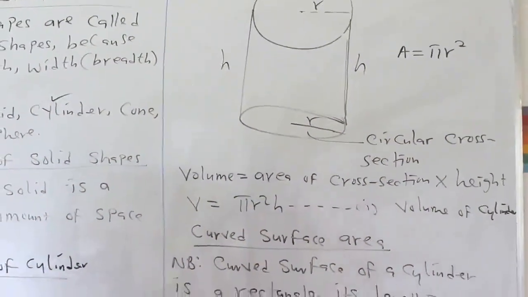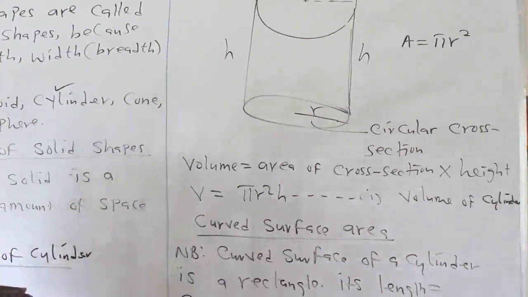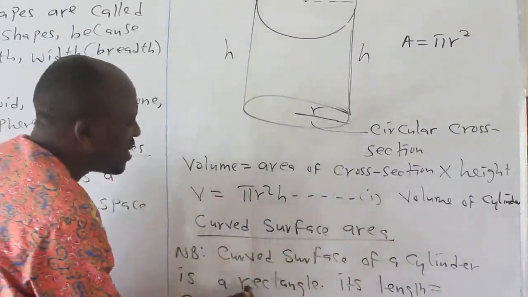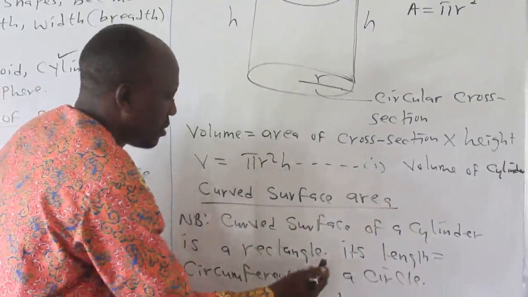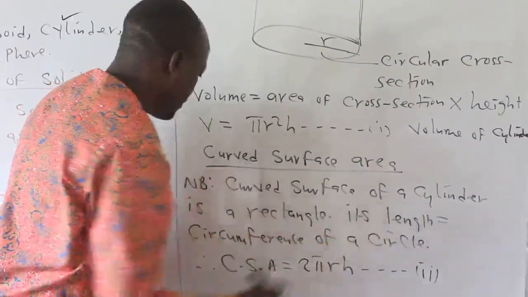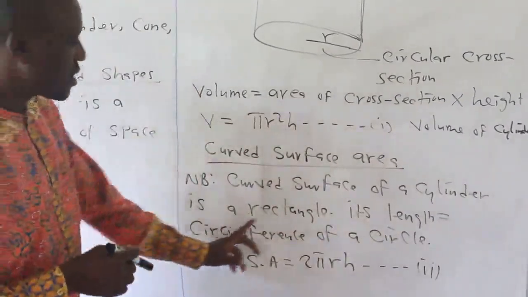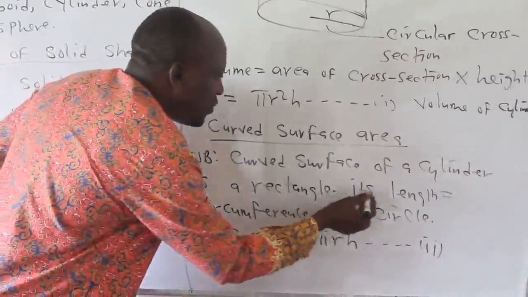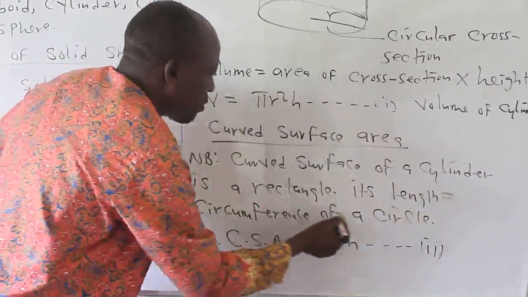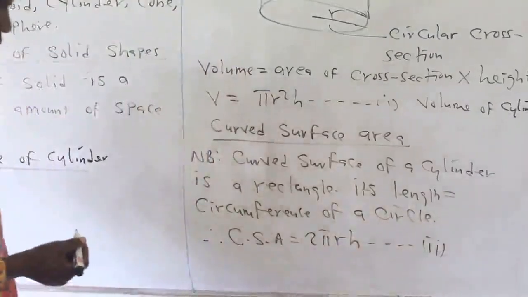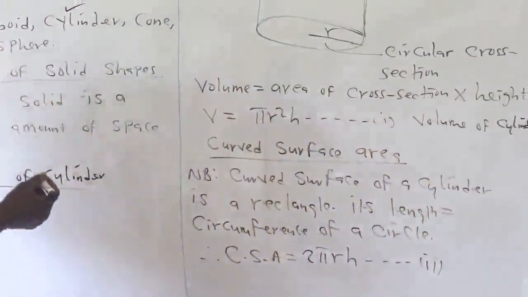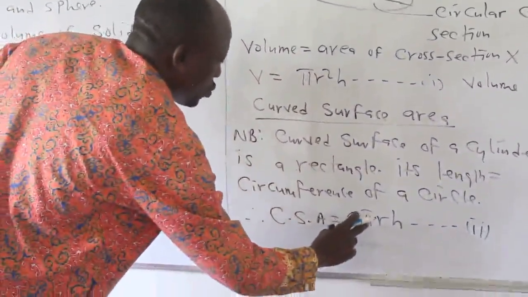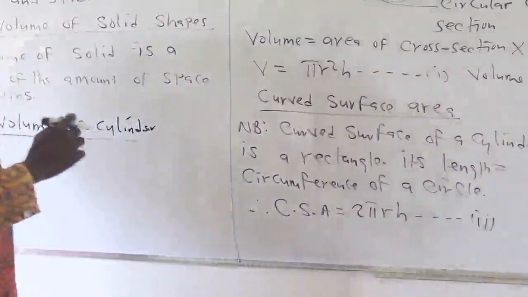Now, let's look at the curved surface area of the cylinder. The curved surface area of the cylinder is a rectangle. Its length is the circumference of a circle. Now, we know that the circumference of a circle is given as what? 2 pi r.